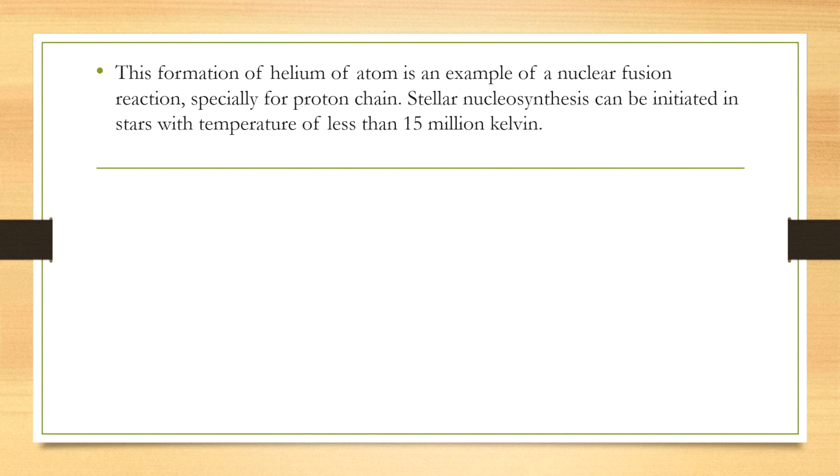This formation of a helium atom is an example of a nuclear fusion reaction, especially the proton chain. Stellar nucleosynthesis can be initiated in stars with a temperature of less than 15 million Kelvin. That means our star used to be hotter than 15 million Kelvin. Now it has gone below that, as if our star suddenly cooled down. Because of its helium, the temperature of the star dropped over the years.